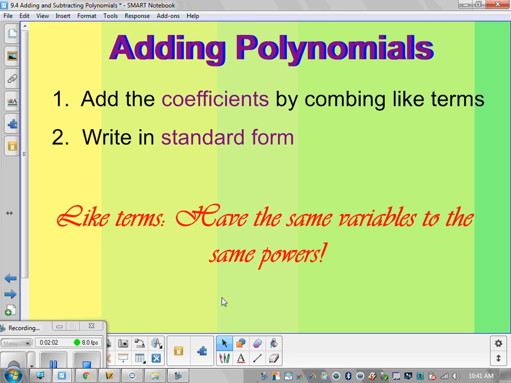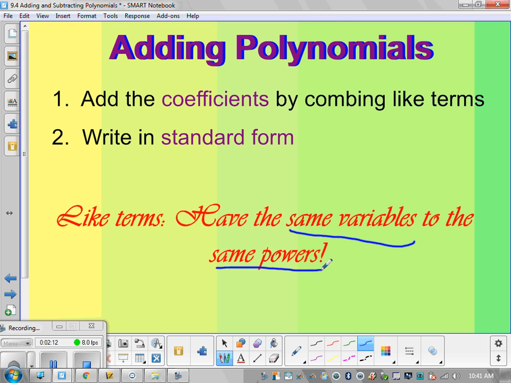Little side note you want to make sure is in your notes. When I say to add the coefficients of like terms, they must have the same variable and be to the same power in order to be considered like terms. When you are ready, move on to the next slide.